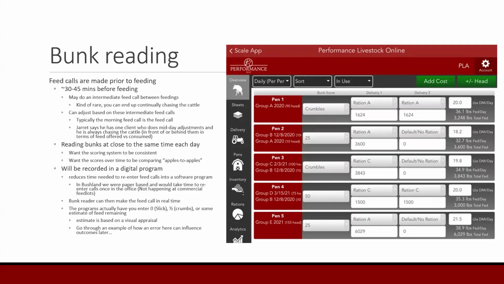The program actually has you enter something like slick, crumbs, or some estimate of feed remaining. Okay. So instead of that 0 to 4 scale that we just went over, in this program, Performance Beef, you'll click on this drop down. You can select slick, which means 0, crumbles, which is crumbs, or they estimated this pen to have 50 pounds of feed remaining in the bunk. Okay.